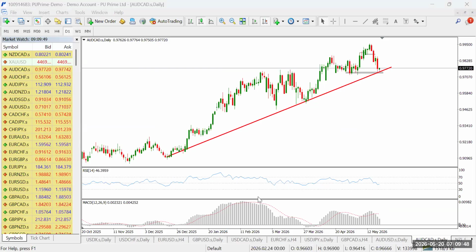Now, this is the AUD card on the daily time frame. The overall trend here is bullish. Price has touched the trend line multiple times in an uptrend, and there is a support here complementing that uptrend. So technically, we're going to be looking for an upward movement on AUD card today.